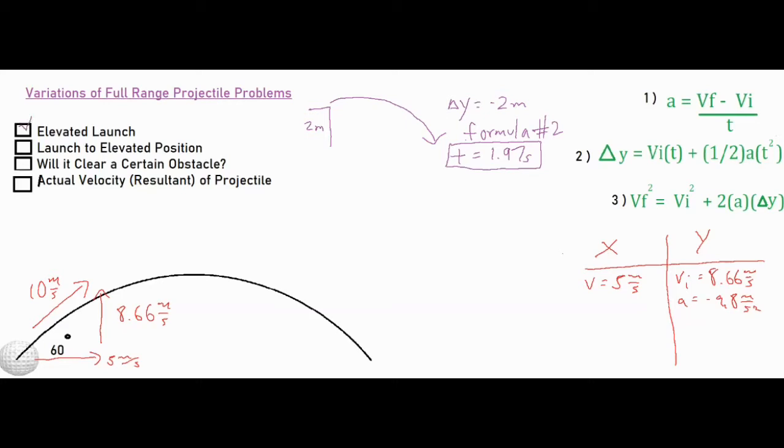With that time, you can solve for a bunch of different things, such as the delta x or the final velocity. For the second variation, it says launched to an elevated position. So for this example, it's actually going to be pretty similar to the first one, except the first one has a delta y of negative 2. For this one, it's going to have a delta y of positive 2.